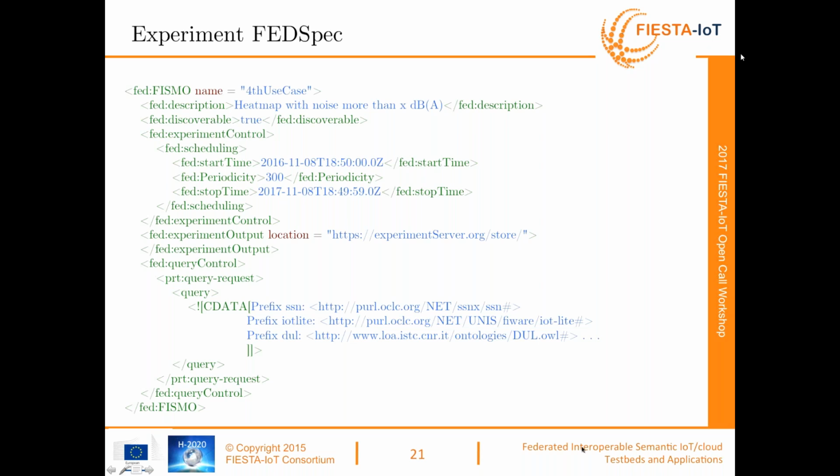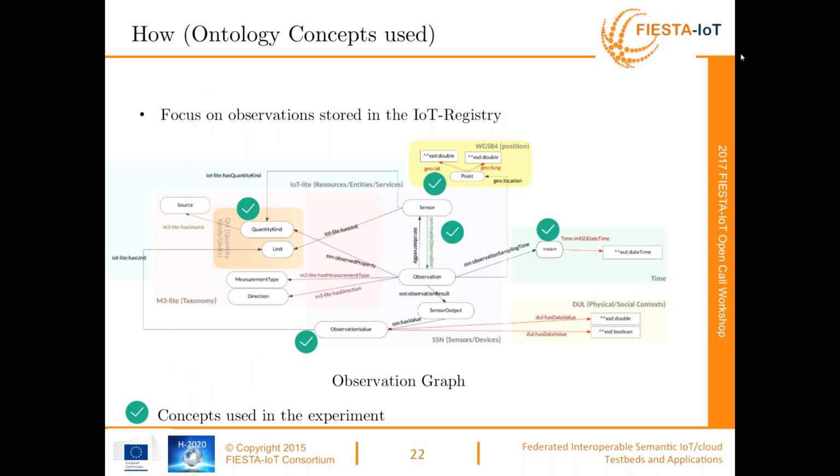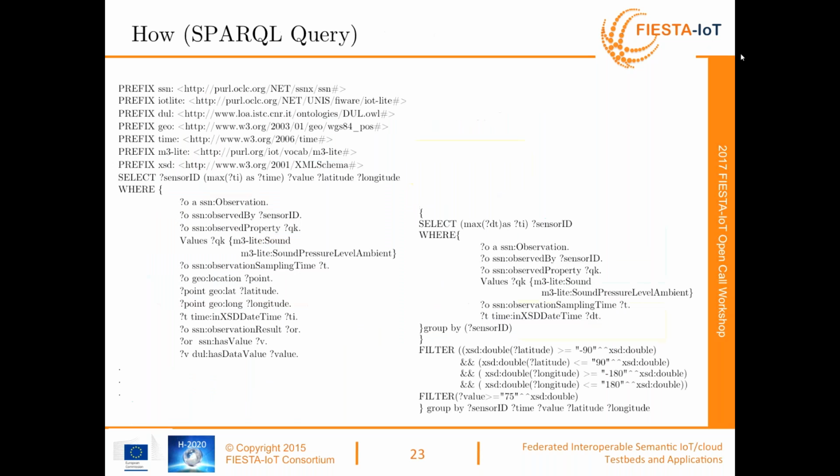I'm running it at a periodicity of 300 seconds. So after every 300 seconds, which is basically 5 minutes, I get this data. The start time was in November, and it will run until November this year. But of course, I can change it and extend it. The location is experimentalserver.org, which is of course fake because I don't want to reveal the actual location for security reasons. And then the query, I'll probably go to the query soon. So what concepts do I use from the ontology?